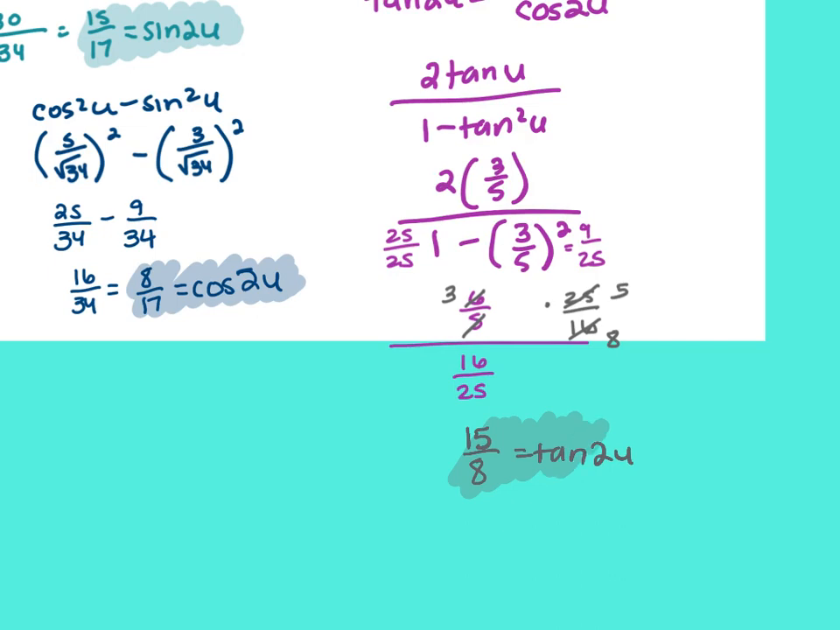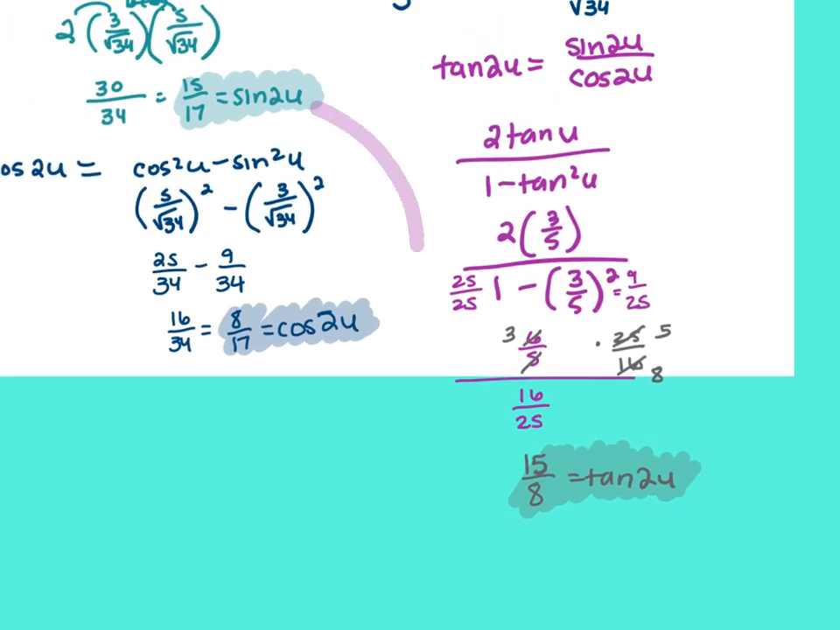And again, if I had already gotten sine and cosine, it should be the same answer by putting the sine over the cosine. So 15 over 17 over 8 over 17. Keep change flip. And I get 15 over 8.